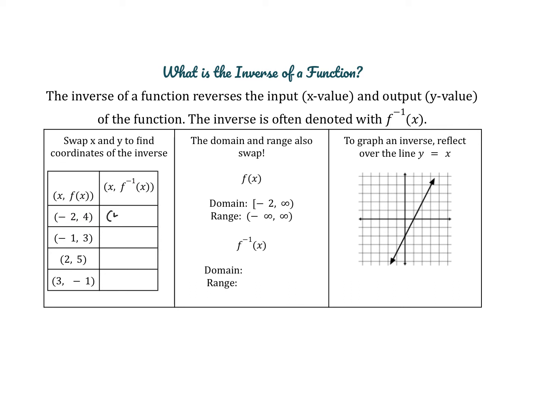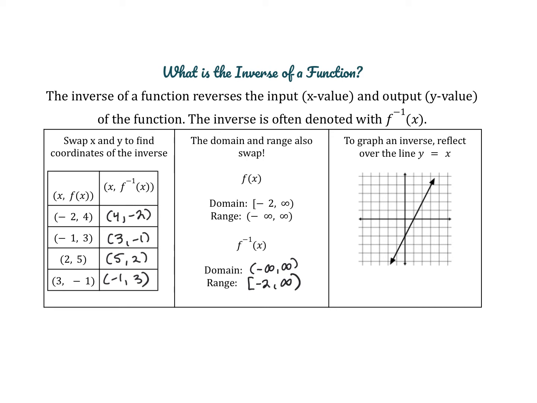So you would have 4, negative 2, 3, negative 1, 5, 2, and negative 1, 3. In addition to swapping the x and y values of the coordinates, the domain and range also swap. So if your original function has a domain of negative 2 to infinity and a range of all real numbers, our inverse would have a domain of all real numbers, and our range would be negative 2 to infinity.